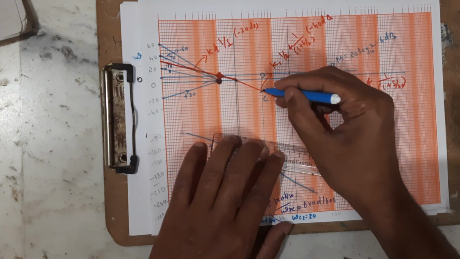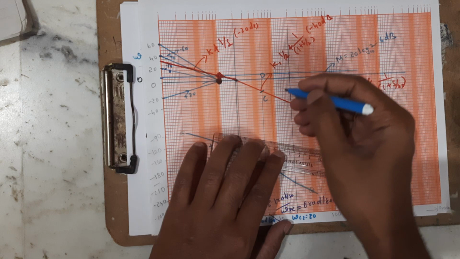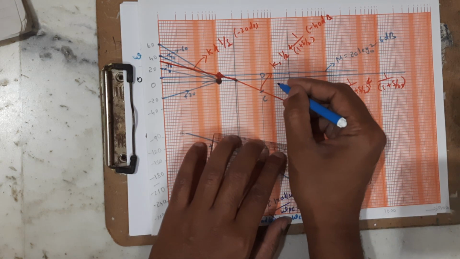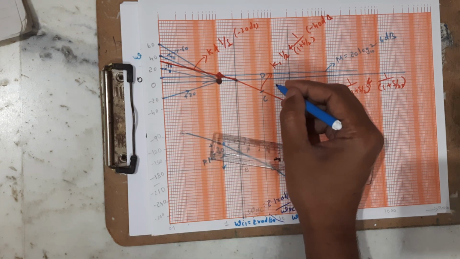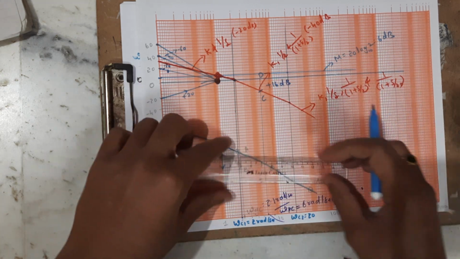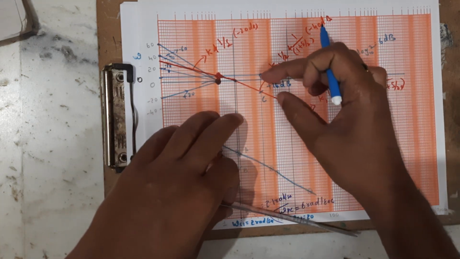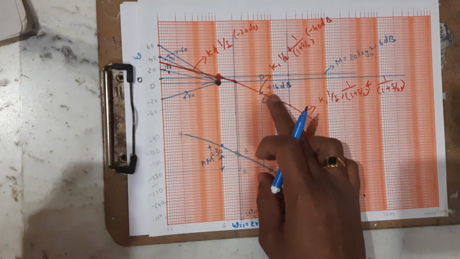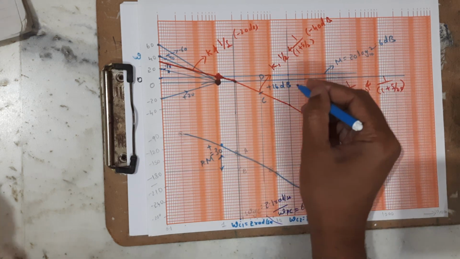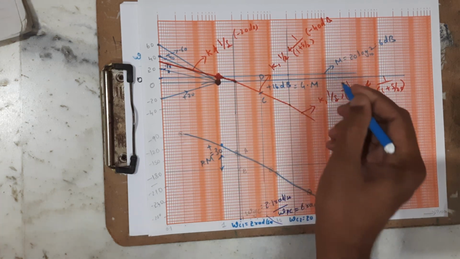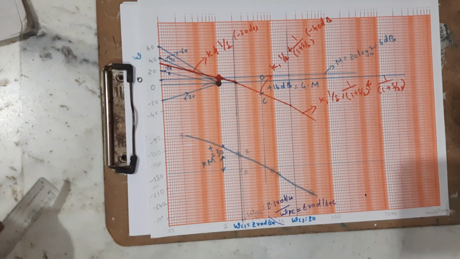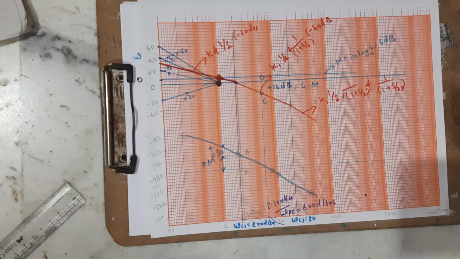Here 1, 2, 3, 4, approximately 4 units. Each unit represents 4 dB, so 16 dB. See, from the reference line, if I am measuring it downwards, then it will be plus. Okay, if it is above, it will be minus. Here gain margin is 16 dB, whereas the phase margin is equal to 30 degree. So this is the data that we got from this.